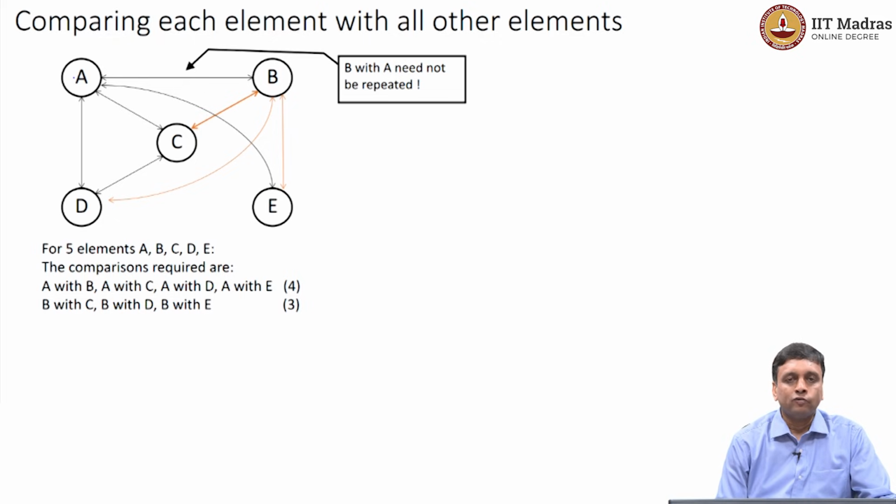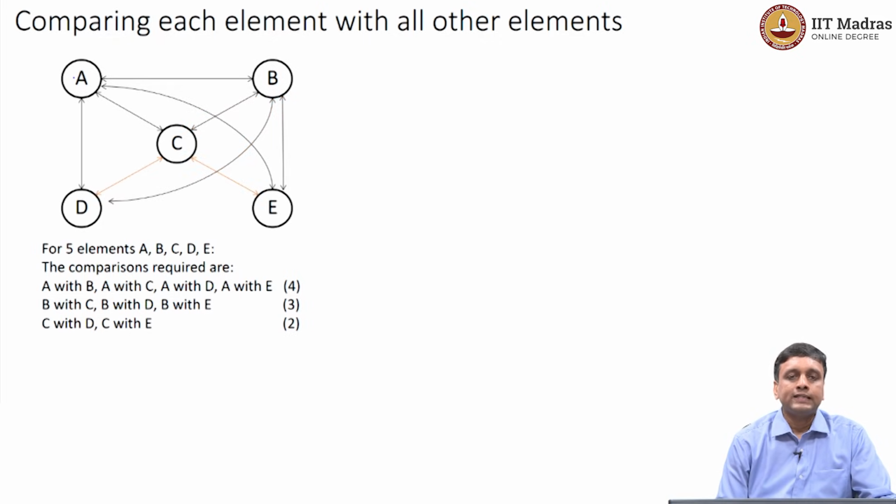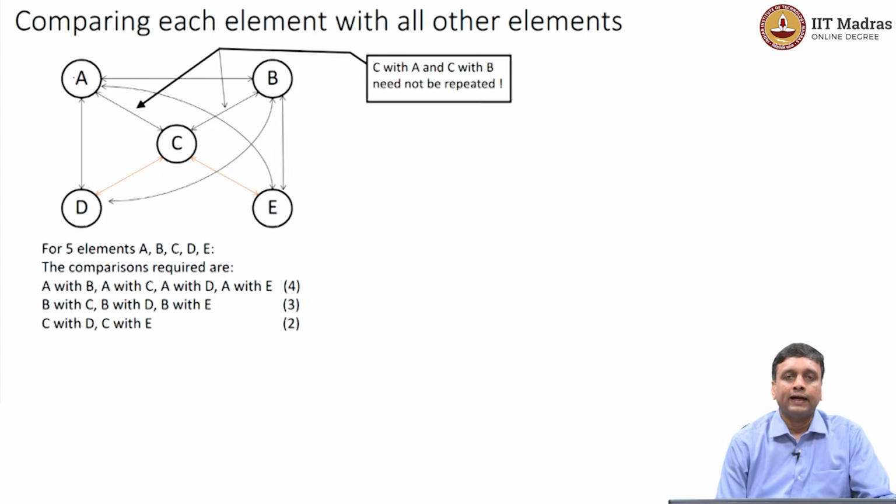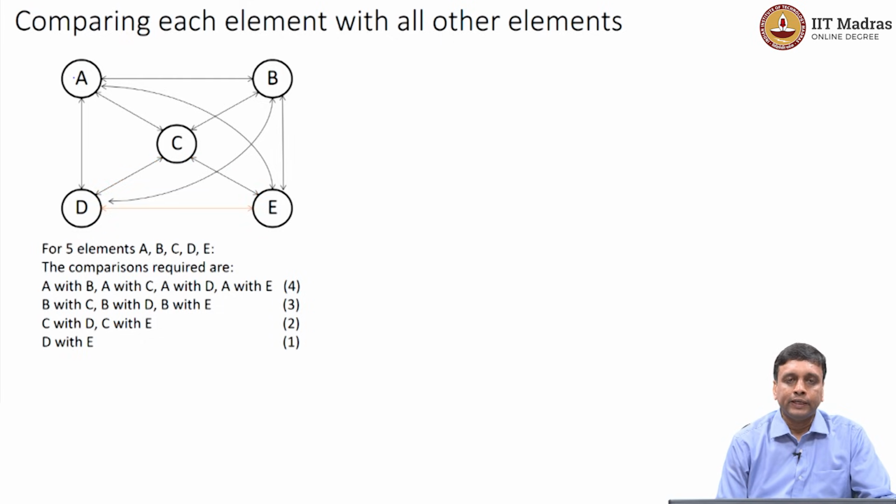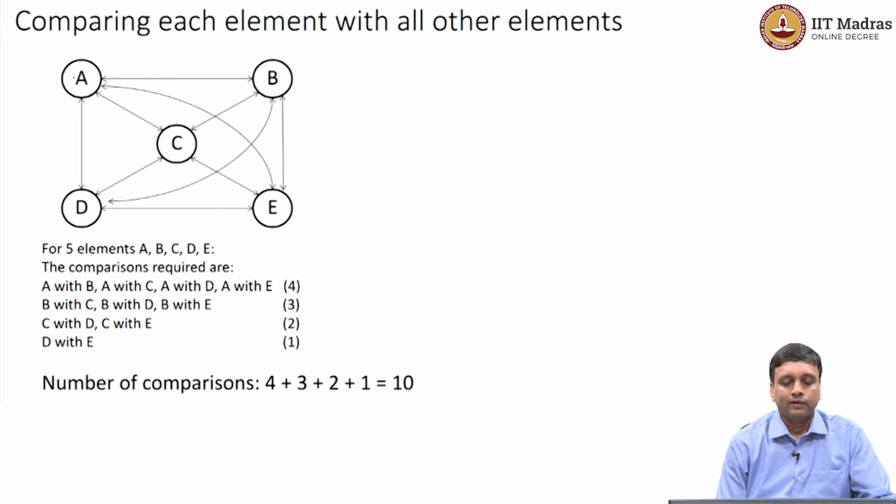In the same way, when we move on to C, we have to compare C with D and C with E, but we don't have to go back and compare C with either A or B, because those two have already been done before. So for C, we have only 2 comparisons, and working forward to D, now D has already been compared to A, B, and C, so the only comparison left to do with D is with E. And we don't have to do anything new with E, because E has been compared in each of the previous 4 steps with all its neighbors. So the total number of comparisons for these 5 elements is 4 plus 3 plus 2 plus 1, which is 10.